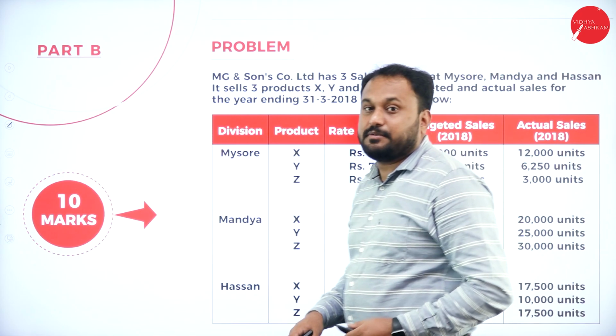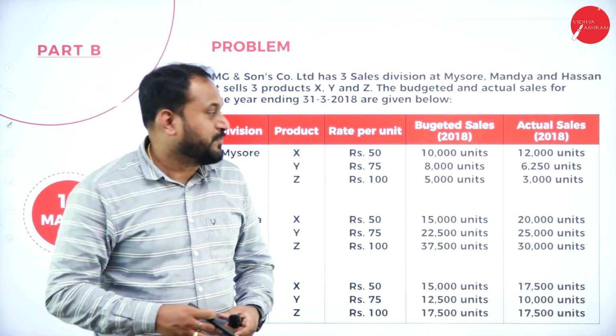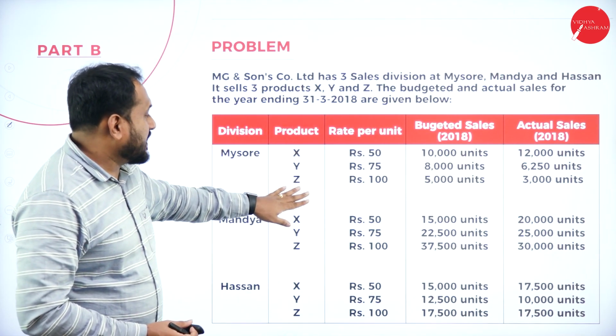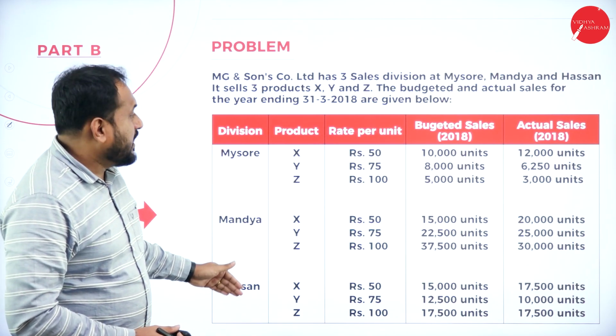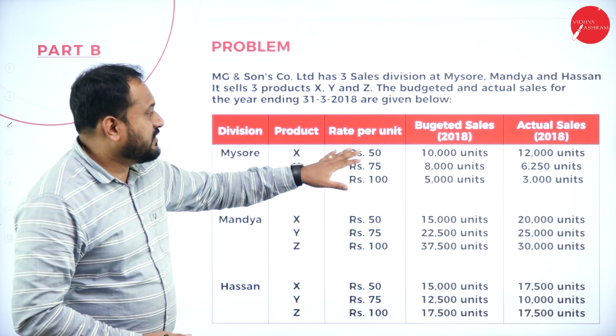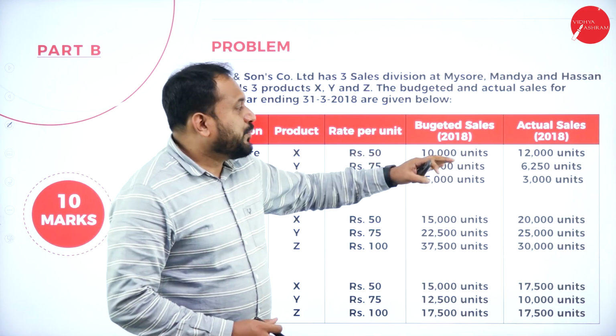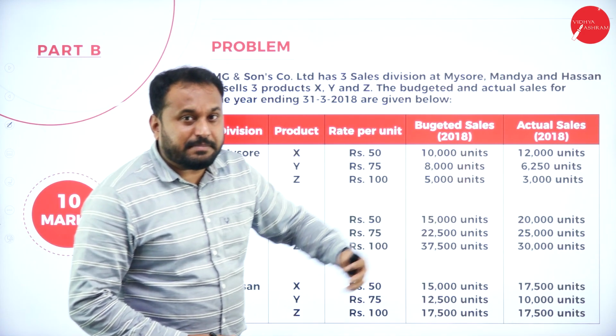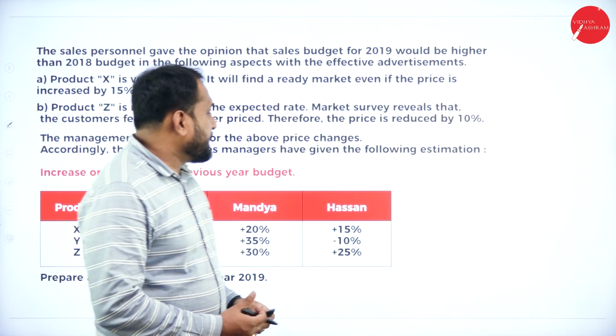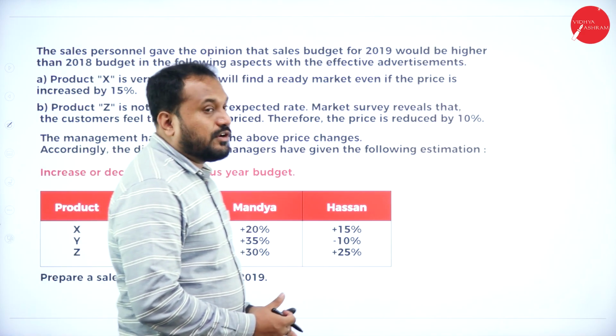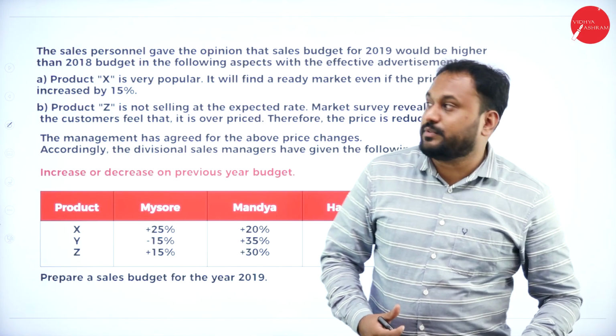Sales budget is again budget and budgetary control here. Now they have 3 products, they have 3 divisions, and they have given you the rate, budget sales and actual sales. We need to solve for 2019 budgeted, which we are supposed to go with. Here there is some additional information which they have given.